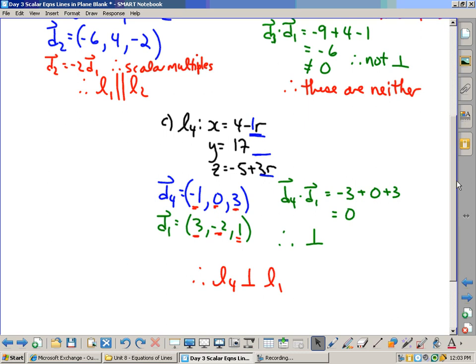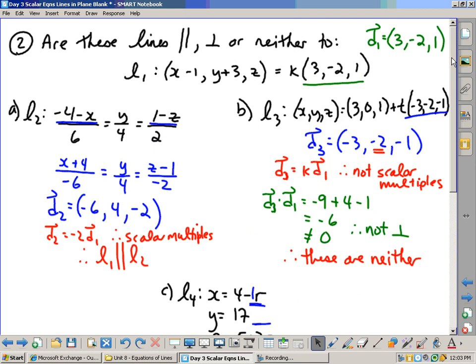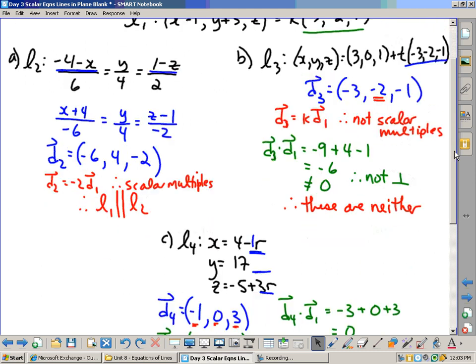So another cool question, because it really gets us to go through and study all of the things we know about direction vectors, take the equations of lines, and come up with direction vectors so that you can compare whether they're parallel, perpendicular, or neither.